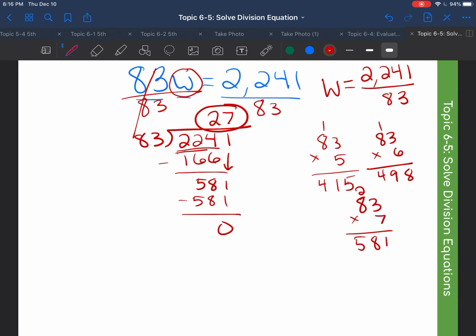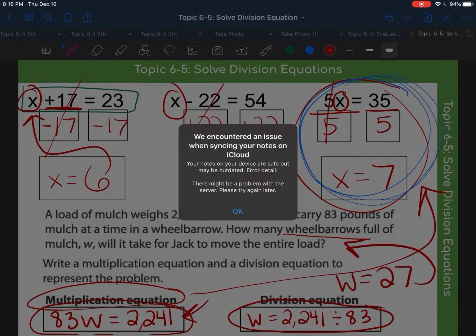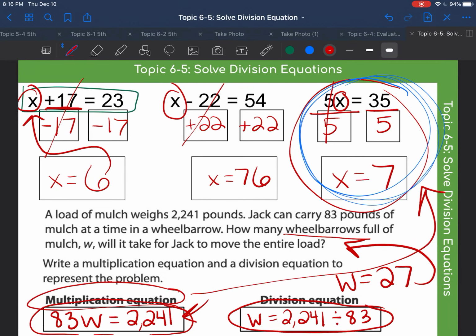What does that technically mean? We said that W equals 27. So in the context of this problem, what does 27 stand for? Well, W is how many wheelbarrows full of mulch Jack needs to carry. So he needs to carry 27 full wheelbarrows in order to load 2,241 pounds. Whew, that's a lot of loads for the wheelbarrow, all right?